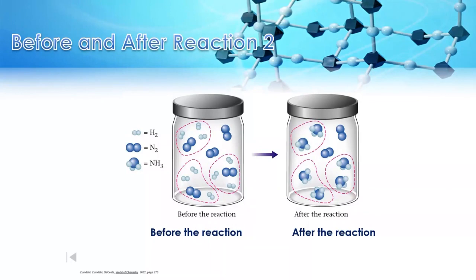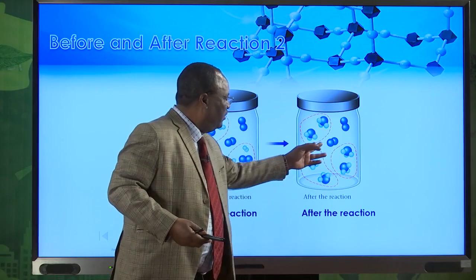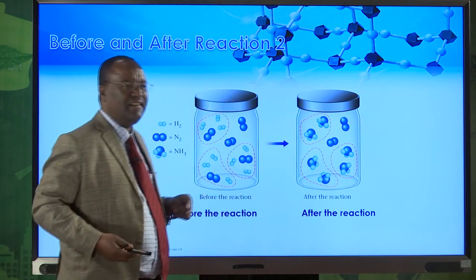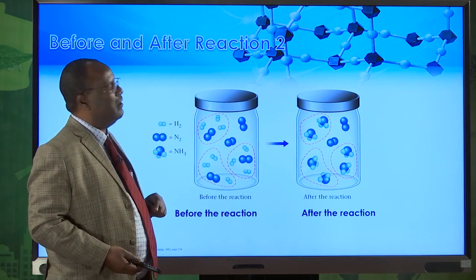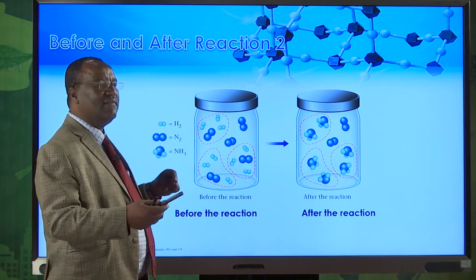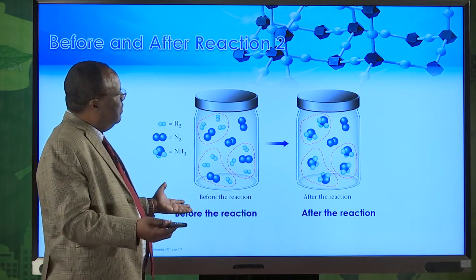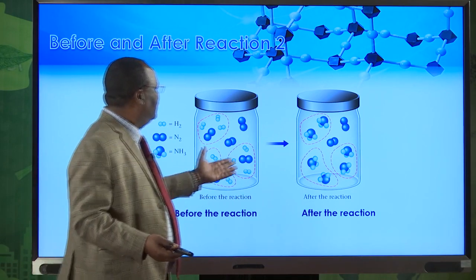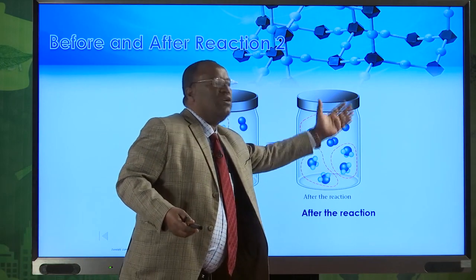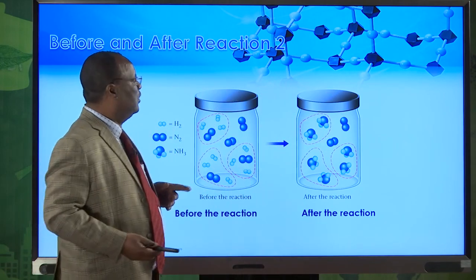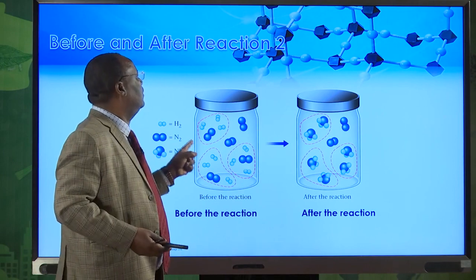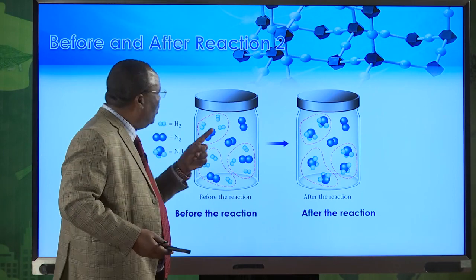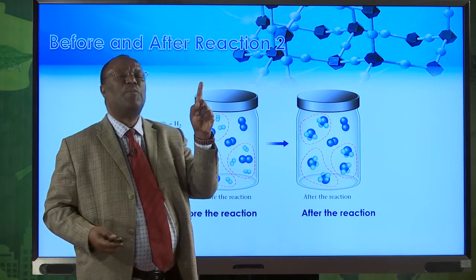So if proportionally combined, look at this one. These are molecules of nitrogen. After the reaction, what remains in excess? Which molecules remain in excess? Is it hydrogen or nitrogen? Here you have excess molecules of nitrogen. Which of these reactants will determine or limit the amount of ammonia produced?